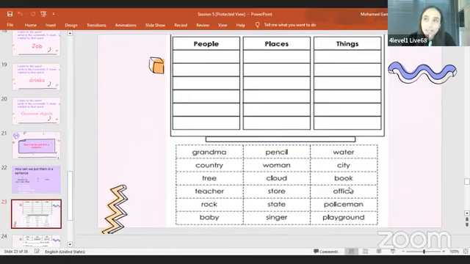A book is also a thing. An office is a place. A policeman is a person, so it's related to people. And the last one is playground. A playground is a place.